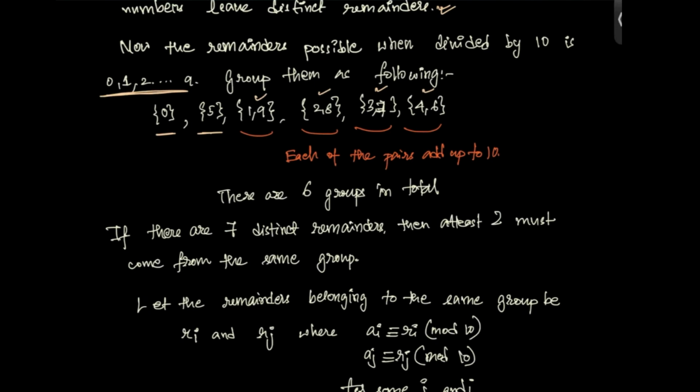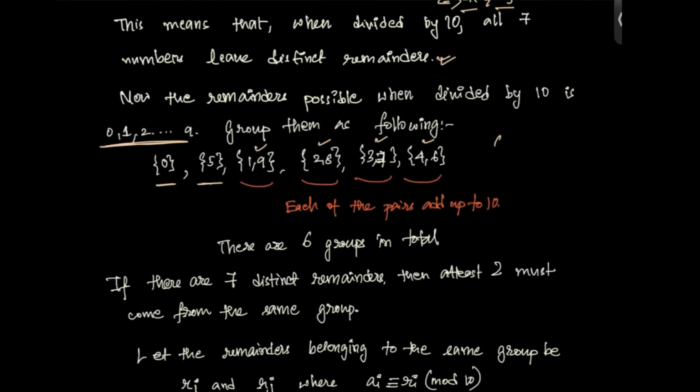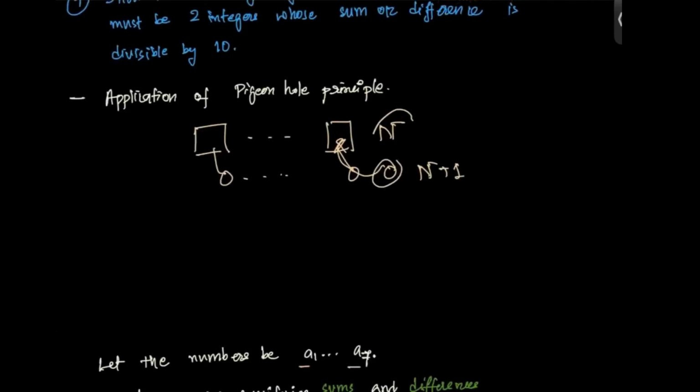Now you can see a theme, right? We have got 6 sets, and we have got 7 distinct remainders that we can get when these 7 numbers are divided by 10. This is something that we have been seeing all along in the pigeonhole principle: n holes and n plus 1 pigeons.